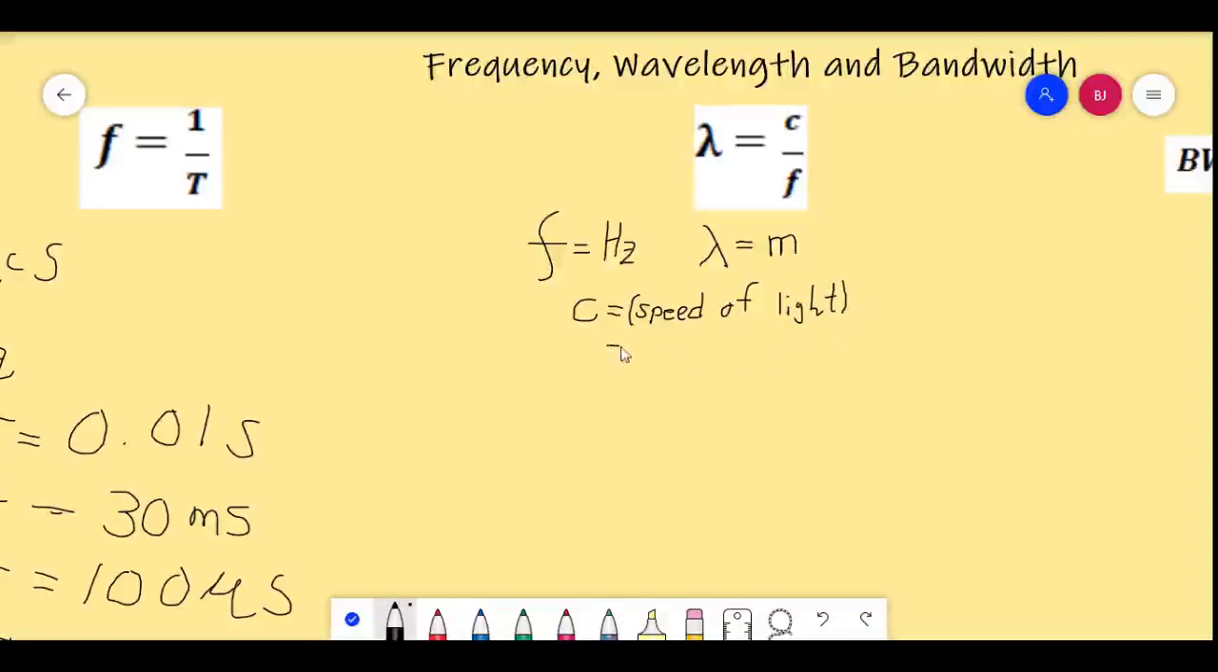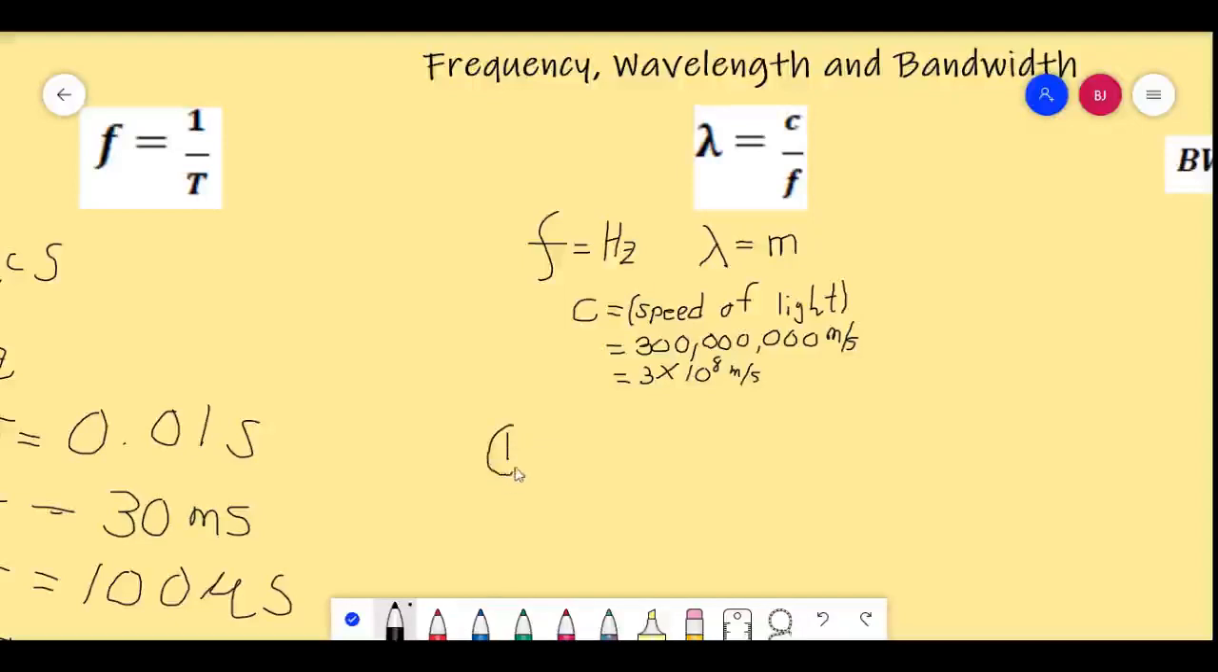Which is equal to 300 million meters per second. Or, if you want, you can just put it in scientific notation, 3 times 10 to the 8 meters per second. It's up to you what you want to use. The formula is almost the same as for frequency. It's just that instead of having 1 at the top, you have c, which is equal to the speed of light. So it'll be a bit complicated compared to what we had a while ago, but not really that hard if you think about it.